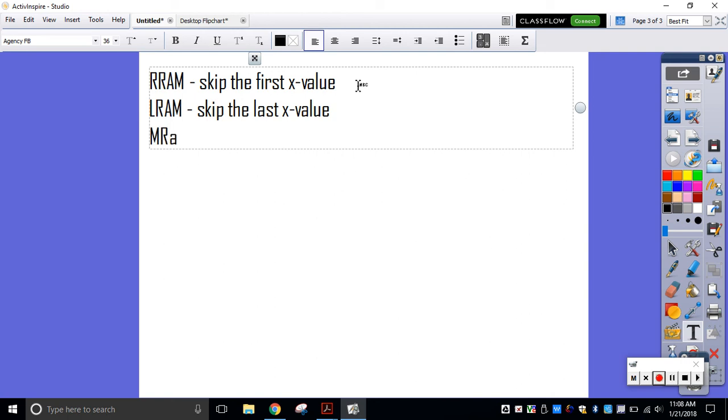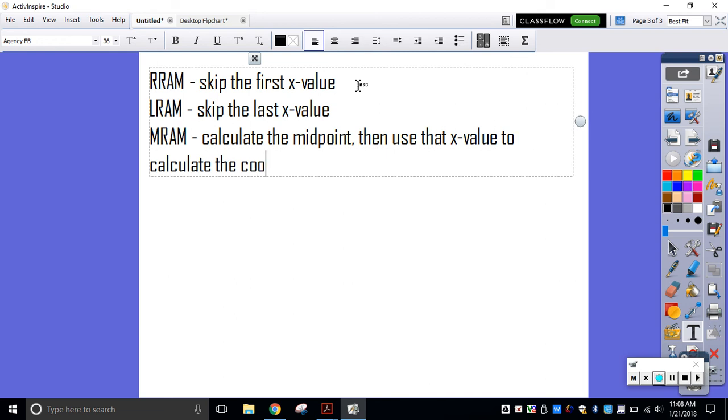And then MRAM, of course, you don't get to skip anything, you have to do extra work. So you have to calculate the midpoint. Then use that x value to calculate the corresponding y value, which gives you the height of your rectangles. So more work for the midpoint, which is why a lot of people don't want to do it.